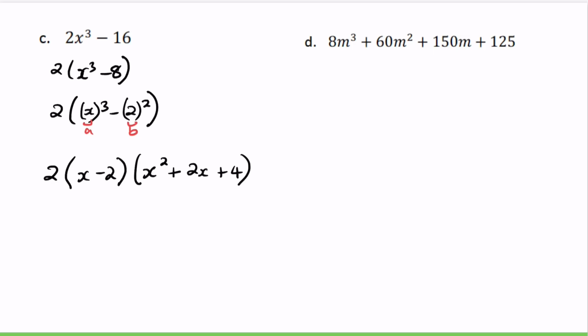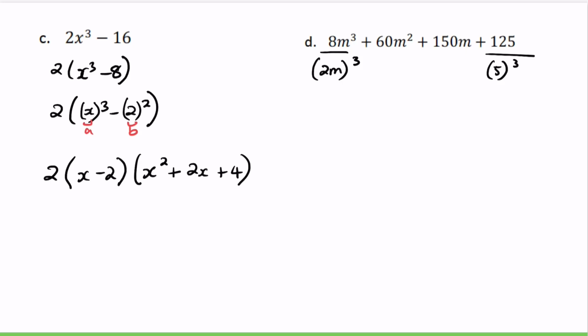For part D, it looks like it's going to be our perfect cube formula because I've got 4 terms. Of course, we should always check to see that that is the case. So the first thing I can do is look at my first 2 terms, 8m cubed, that will be 2m all cubed. My last term can be rewritten as 5 all cubed.